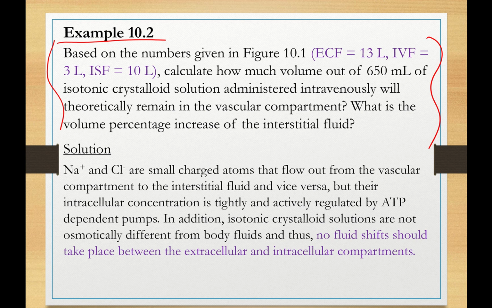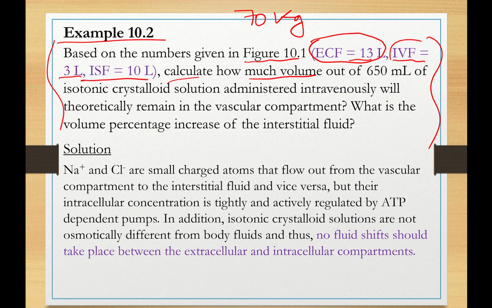Based on the numbers given in figure 10.1, which was for a regular 70 kilogram individual, the extracellular fluid is 13 liters, the intravascular fluid, so that's the blood or plasma, is 3 liters, and of course the interstitial fluid is 10 liters. So the extracellular fluid is composed of intravascular and interstitial. So 13 liters is the extracellular, 3 is the plasma, and 10 is the interstitial fluid.